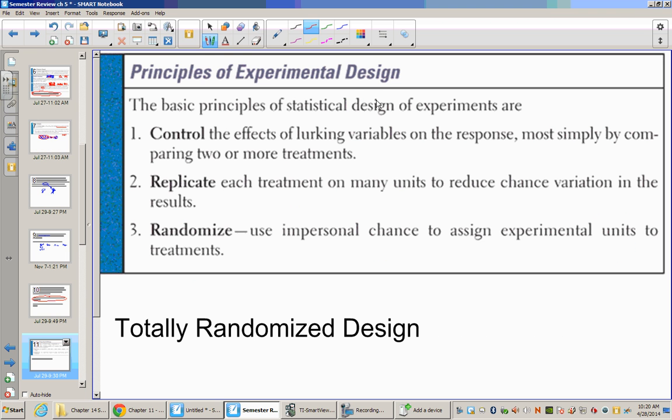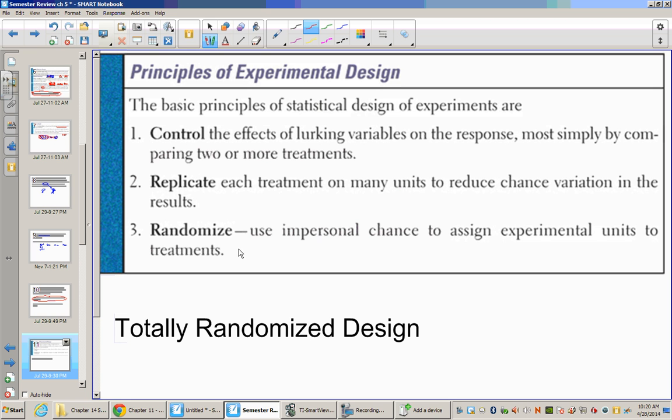Now the three principles of experimental design start with control. You want to make sure that all the variables are the same except for the one variable that you want to measure. You want to be able to replicate that, so you do it on many experimental units or subjects, so that we know that it's not just something that happens in one or two people. It happens in many, many people. And you want to be able to replicate the study many, many times and get the same results.